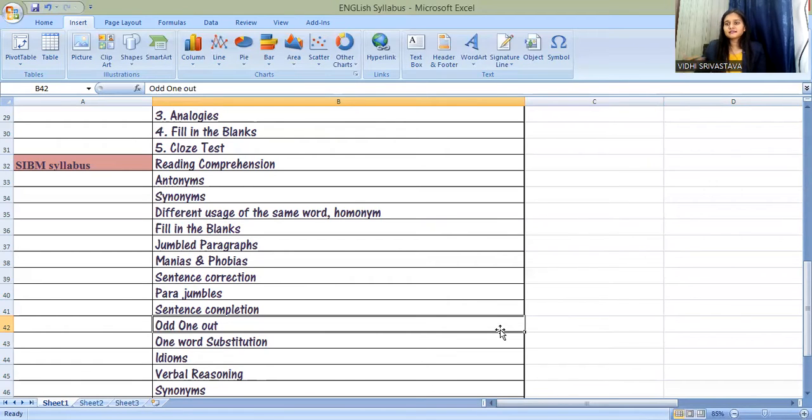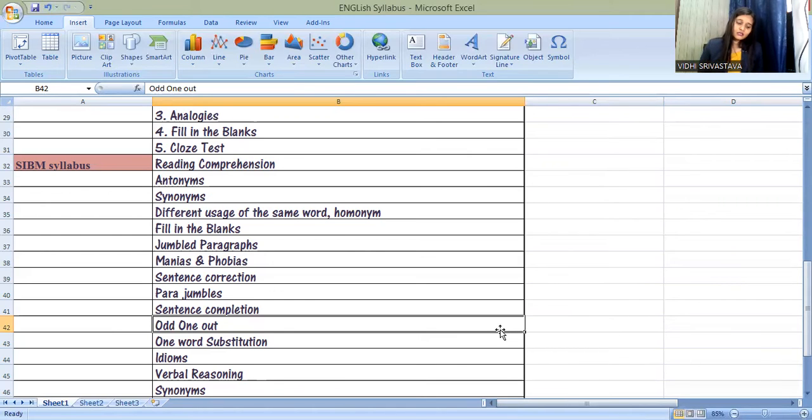Critical analysis or critical thinking is a very different and vast concept that we'll be discussing later in this section. The second most important thing is para jumbles. You can see that para jumbles is something that comes in each and every test, be it banking, be it CAT, be it SIBM or anything. So para jumbles you have to practice. The more you practice, the more you ace.